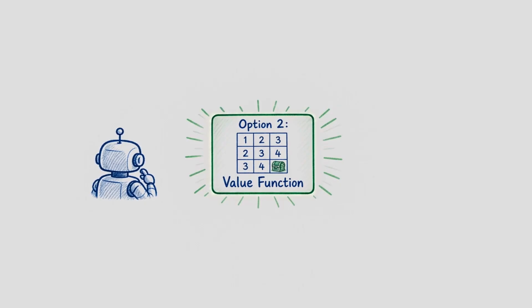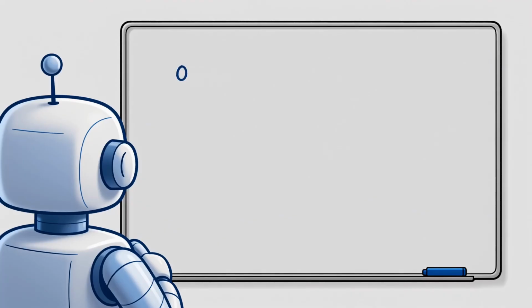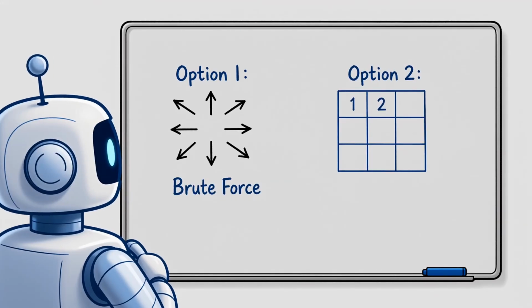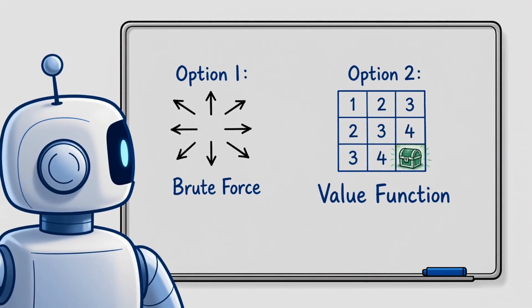Now, two closely related ideas. A policy maps states to actions. It's the agent's playbook. When you're here, go right. When you're there, go up. A value function maps states to numbers. It's the agent's scorecard. Being here is worth 7. Being there is worth -3. The policy says what to do, the value function says how good things are. And here's the key insight. If you have a perfect value function, the perfect policy falls out for free. Just always move to the highest valued neighbor.